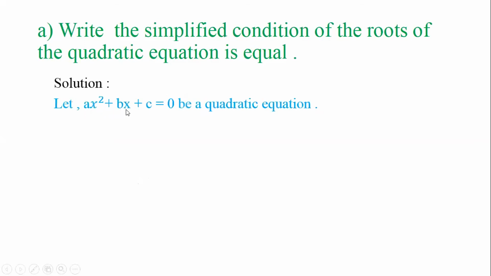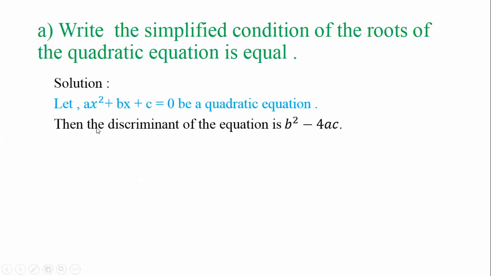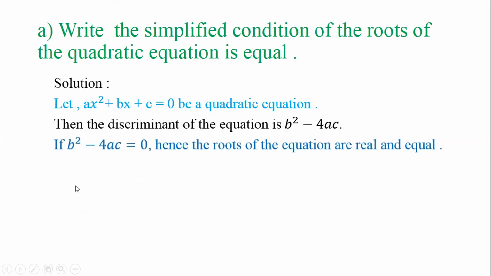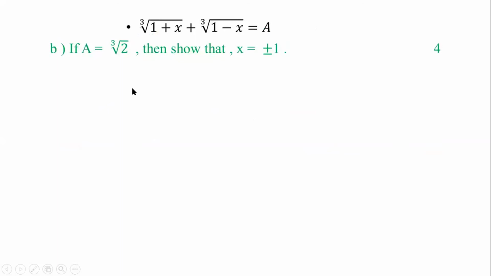Let ax squared plus bx plus c equal to 0 be a quadratic equation. Then the discriminant of the equation is b squared minus 4ac. If b squared minus 4ac equal to 0, then the roots of the equation are real and equal. In this case, x equal to minus b by 2a. So here, x equal to minus b by 2a.